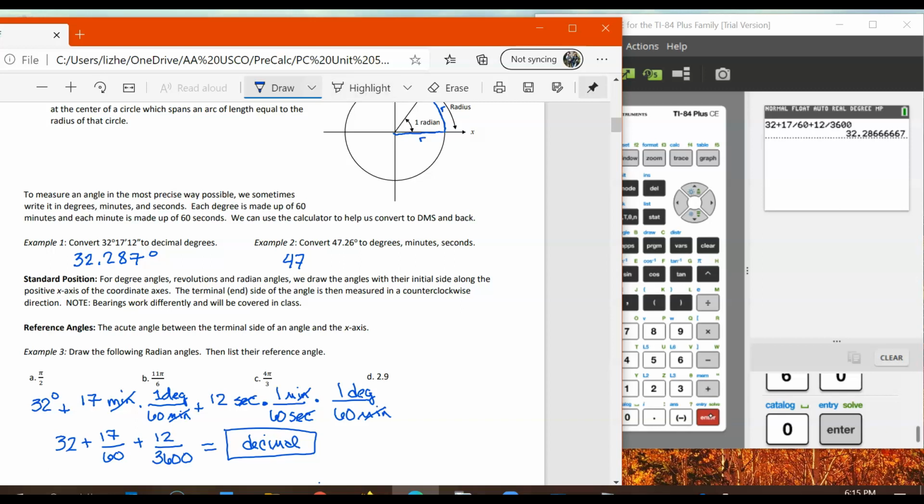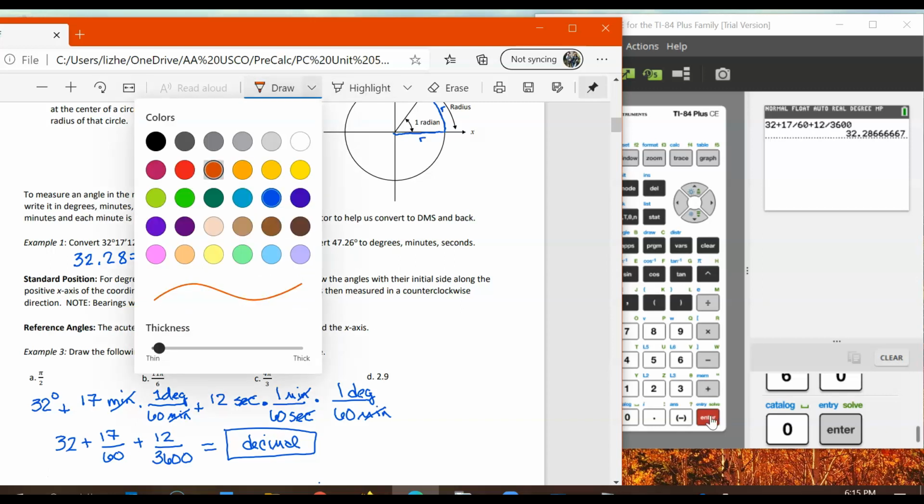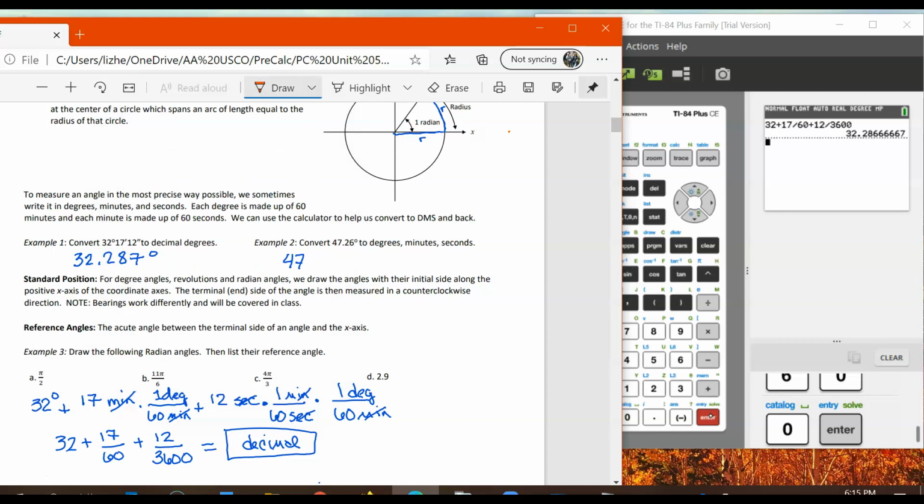So let me just get another color going here so that we can keep these problems separate. So you're going to take that 0.26, which is in degrees, and this time you are going to multiply it by, just remember that's in degrees, so then you're going to say, okay, that's degrees. 1 degree is 60 minutes.